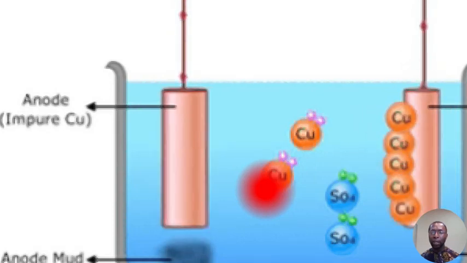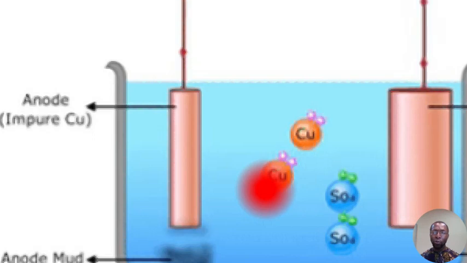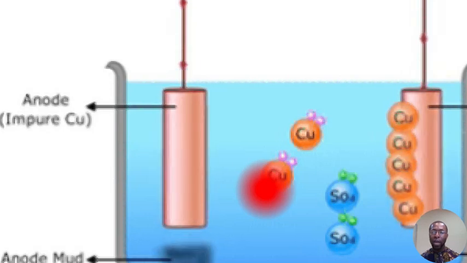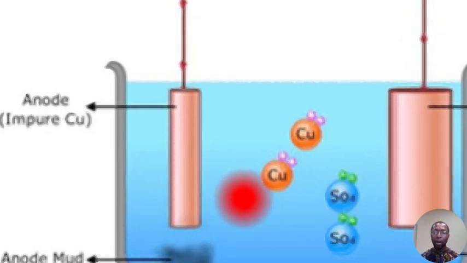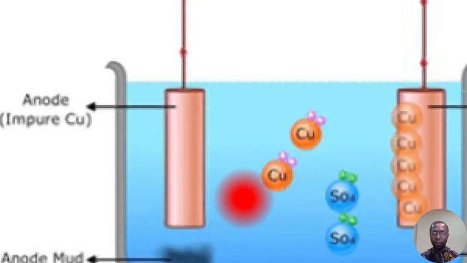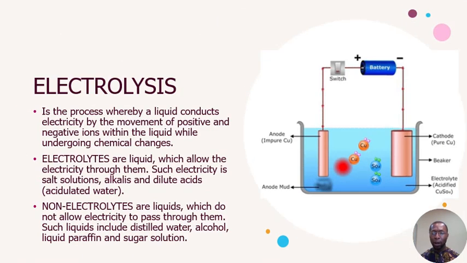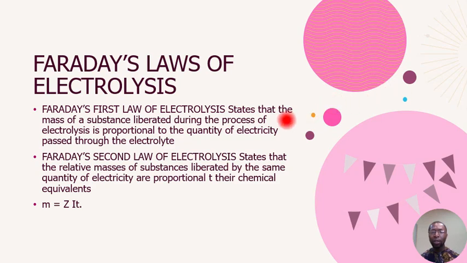The second law states that this mass is also dependent on the electrochemical equivalent of the substance. In other words, the higher the electrochemical equivalent of the substance, the more the mass. So those are the two laws that Faraday propounded. Let's go back to the law again. The first law states that the mass of a substance liberated during electrolysis is proportional to the quantity of electricity passed through the electrolyte. And the second states that the relative masses of substances liberated by the same quantity of electricity are proportional to their chemical equivalents.